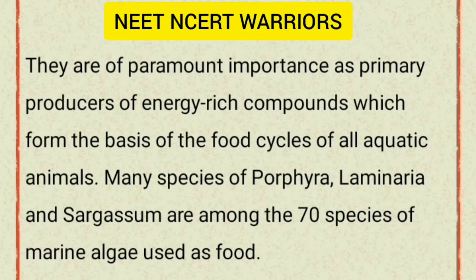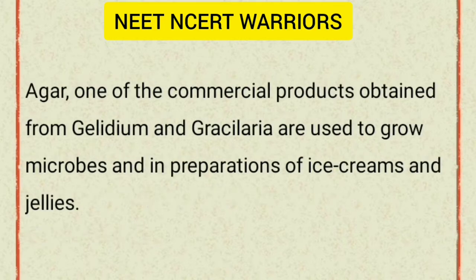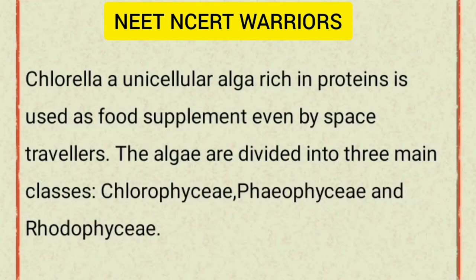Laminaria and Sargassum are among the 70 species of marine algae used as food. Certain marine brown and red algae produce large amounts of hydrocolloids, water-holding substances, for example, algin in brown algae and carrageenan in red algae, which are used commercially. Agar, one of the commercial products obtained from Gelidium and Gracilaria, is used to grow microbes and in preparations of ice creams and jellies. Chlorella, a unicellular alga rich in proteins, is used as a food supplement even by space travelers. The algae are divided into three main classes: Chlorophyceae, Phaeophyceae and Rhodophyceae.